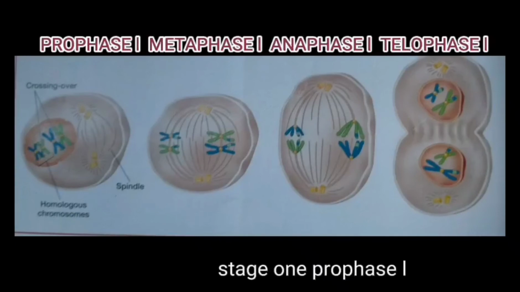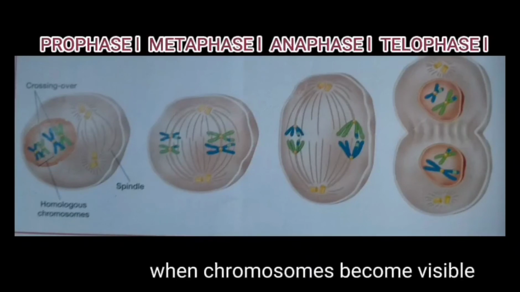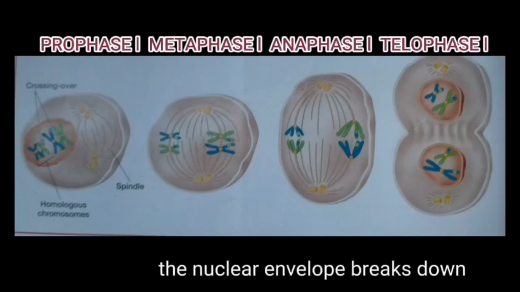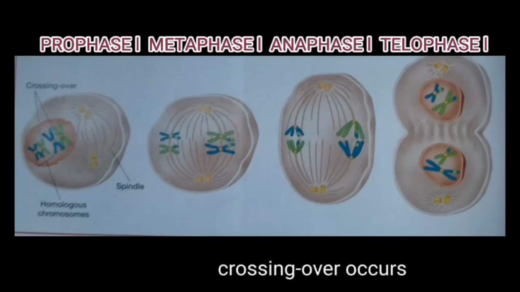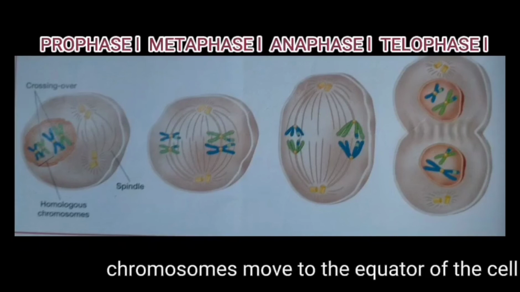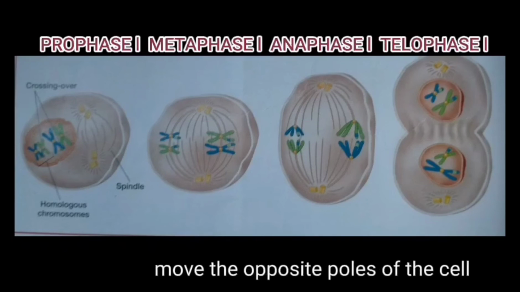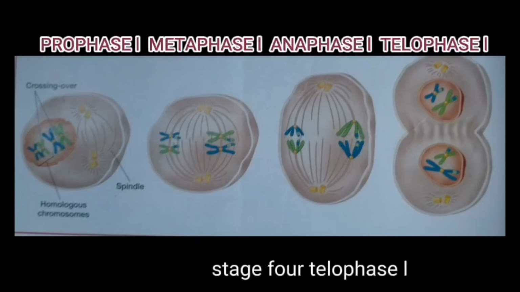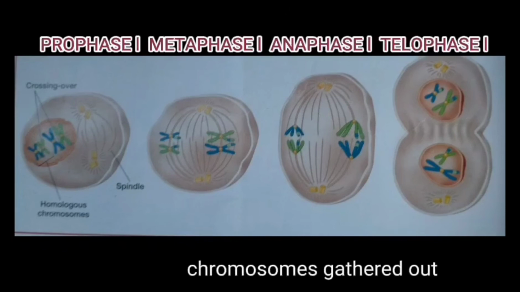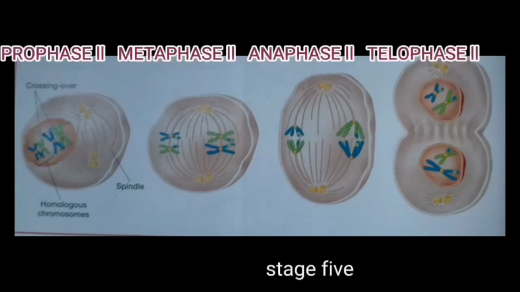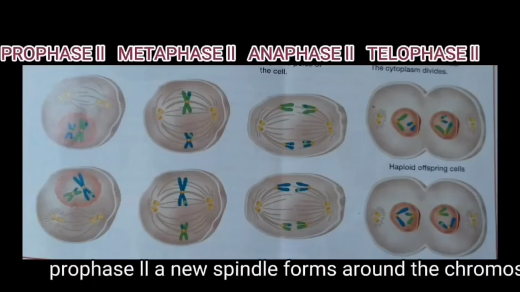Stages of meiosis. Stage 1, prophase 1: chromosomes become visible, the nuclear envelope breaks down, and crossing over occurs. Stage 2, metaphase 1: pairs of homologous chromosomes move to the equator of the cell. Stage 3, anaphase 1: homologous chromosomes move to opposite poles of the cell. Stage 4, telophase 1 and cytokinesis: chromosomes gather at the poles of the cell. The cytoplasm divides.